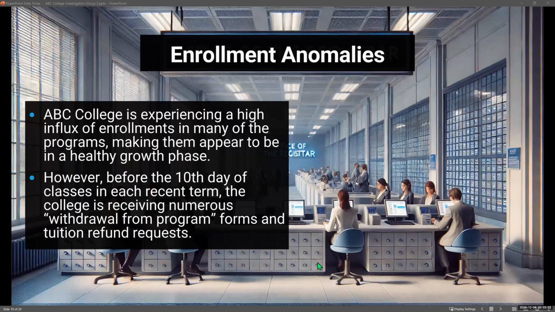Now, the biggest part, the most far-reaching of our investigations or sub-investigations, was to look into the actual enrollment numbers. ABC College is experiencing a high influx of enrollments in many of their programs, making them appear to be in a healthy growth phase. However, before the 10th day of classes in each recent term or semester, the college is receiving many withdrawal from program forms and tuition refund requests.